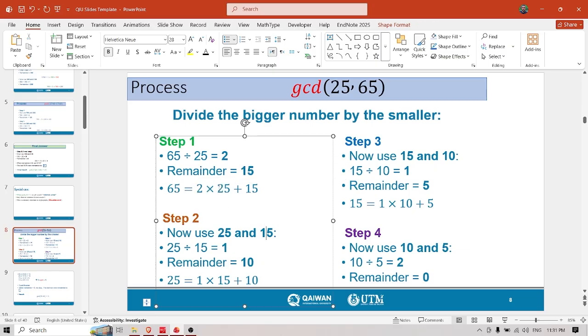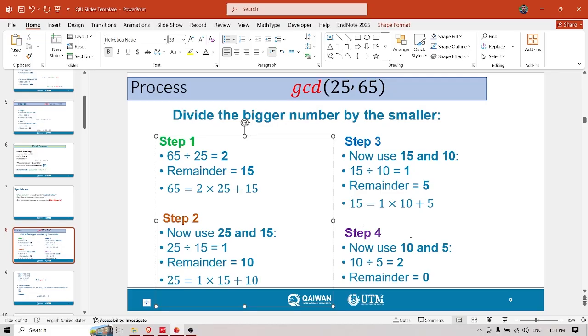Step 2, we will take 25 with 15. Now, if we divide it, we will have a remainder, so we will go on. We say that 25 is equal to 1 multiplied by 15 plus 10. Now we'll take 15 and 10. Now we have 15 divided by 10. We will have a remainder, so we will go on. We have 15 equal to 1 multiplied by 10 plus 5.